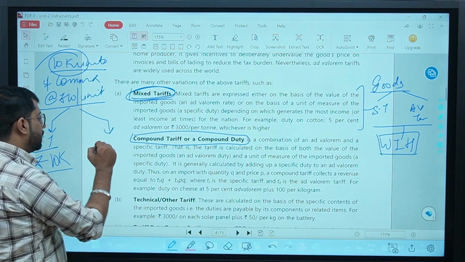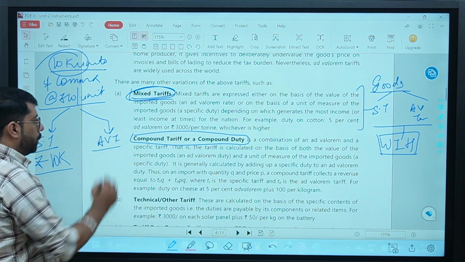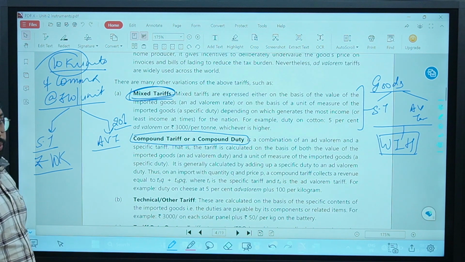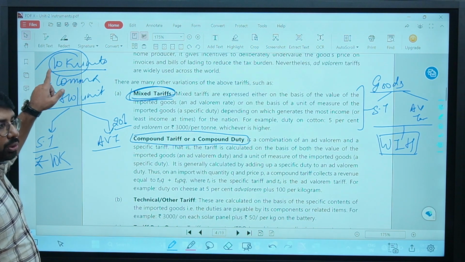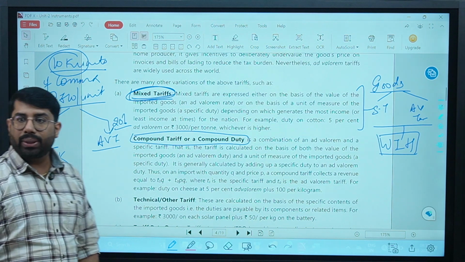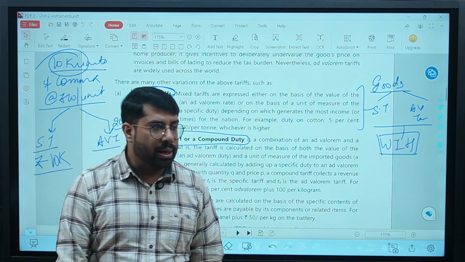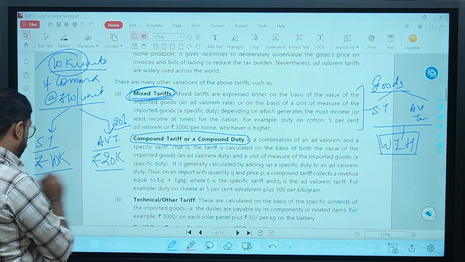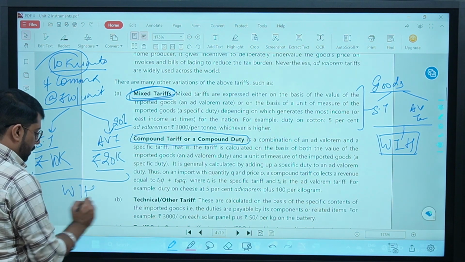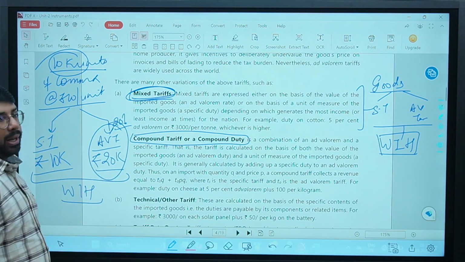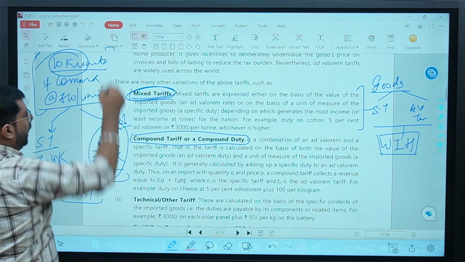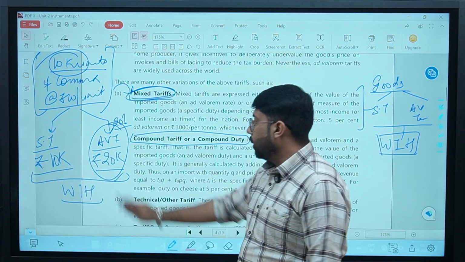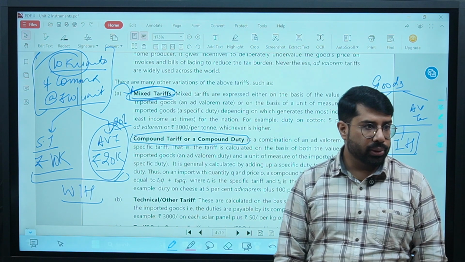Ad valorem tariff says 20% of the value. Now tell me, what is the value of the goods you are importing? Sir, 10,000 units you are importing at 10 rupees per unit. Total value is 1 lakh. 20% of 1 lakh? Sir, 20,000. Yes or no? Now calculate whichever is higher. Sir, ad valorem tax rate is higher. So on these goods, if it is a mixed tariff involved, how much tariff you will pay on these goods? Sir, 20,000 rupees. Are we clear with this thing?